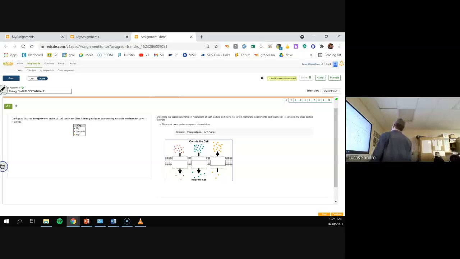So, first of all, what's the main rule of diffusion? Stuff goes from what to what concentration? High to low. And that is happening here, high to low. Here, high to low, but not here. This one's going low to high. So what does that one have to be? What's the only thing that can go from low to high concentration?